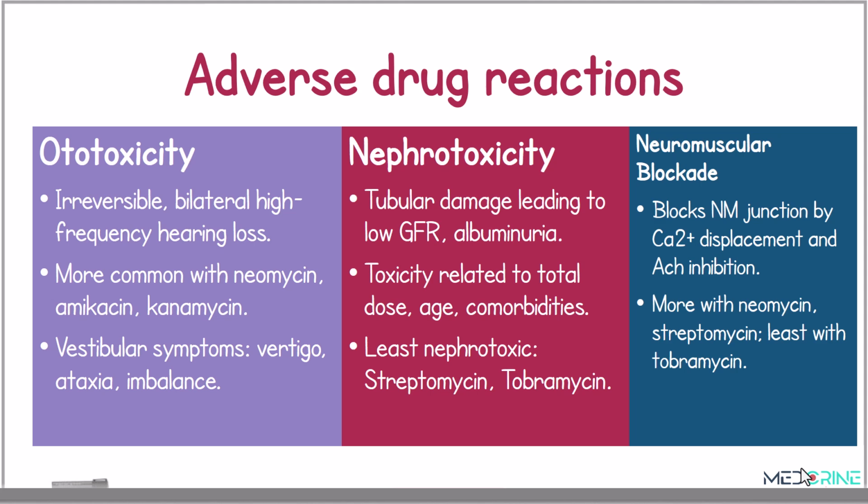And the last adverse drug reaction is neuromuscular blockade, which occurs due to the blockage of the neuromuscular junction by calcium ion displacement and acetylcholine inhibition. Neuromuscular blockade is more common with neomycin and streptomycin, and it rarely occurs in cases of tobramycin.